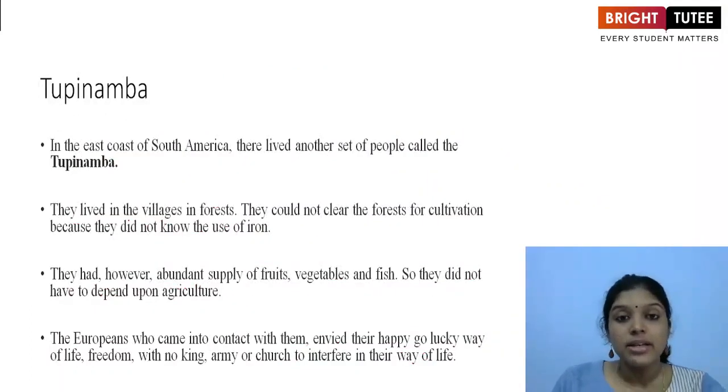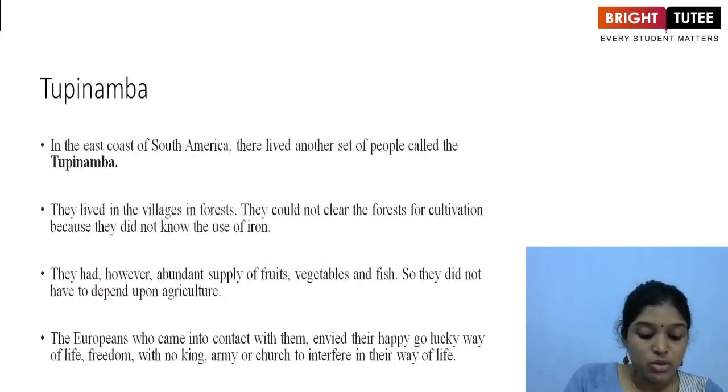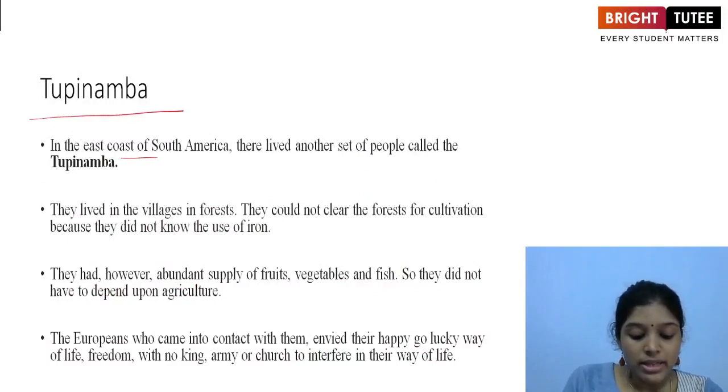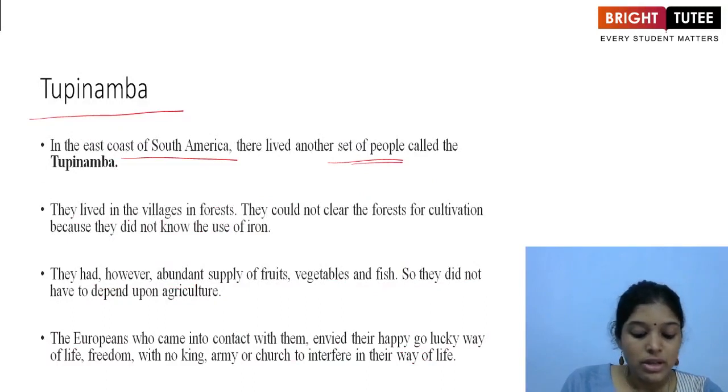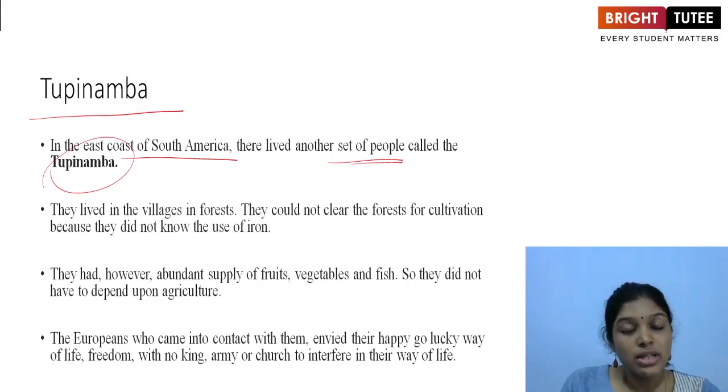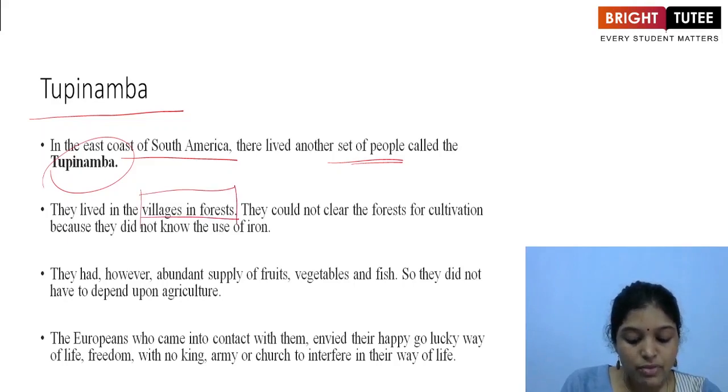So, like the Arawaks, we see the Tupinamba on the east coast of South America, another set of people like the Arawaks. This also was an indigenous culture, and this section also belonged to Native American culture. They lived in villages in forests. So inside the forest, they had villages, and the Tupinamba lived in those villages.